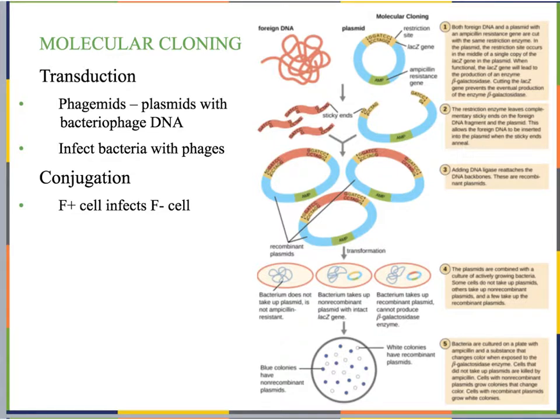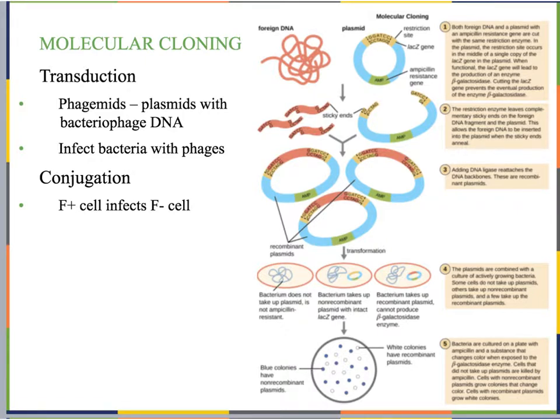Because remember, the F plus cell, when it is going to try to infect an F minus cell, it creates that F pilus, and then it's going to start sending that DNA over into the F minus cell. And oftentimes it's going to be sending not only the plasmid with the F pilus genetic information, but also any other plasmids that it has.